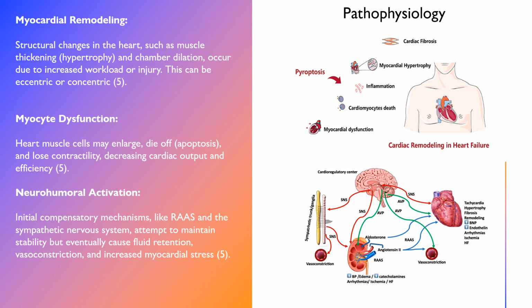To compensate for these issues, the body activates mechanisms like the renin-angiotensin-aldosterone system, RAAS, and the sympathetic nervous system. Initially, these mechanisms aim to maintain hemodynamic stability. However, chronic activation leads to fluid retention, vasoconstriction, and increased myocardial stress.